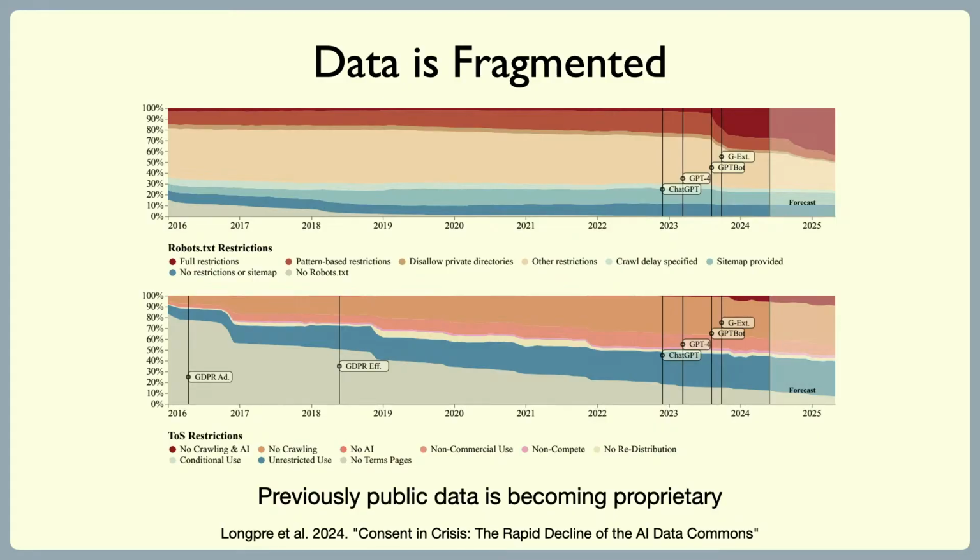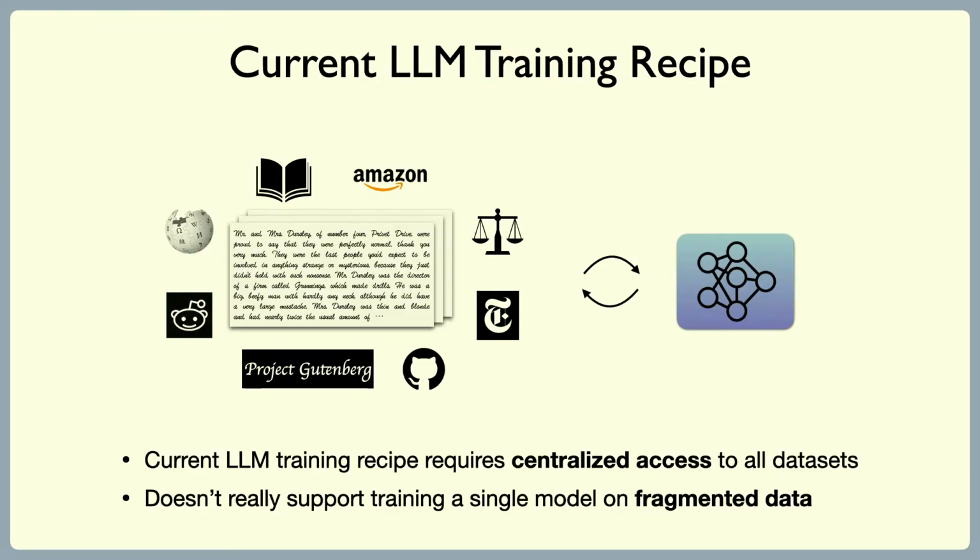That is reasonable because data owners realize that their data is very critical for large language model training, so they want to protect themselves. And it is a good thing to protect data owners and make sure that their data is not just publicly lying around. So that's the context for data becoming fragmented, but what's the problem with that? Well, the current training recipe doesn't really support fragmented data.